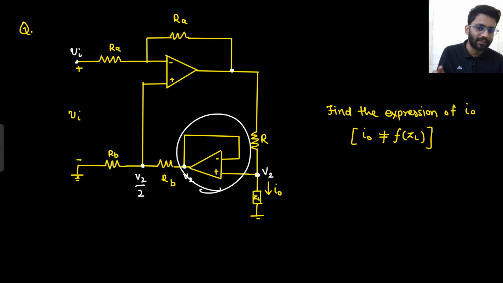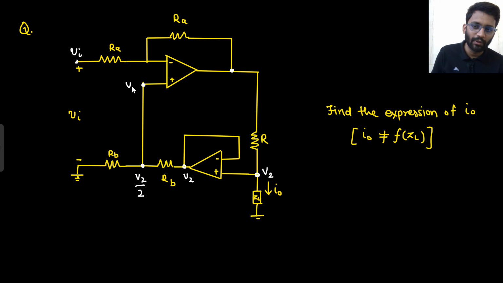Simple voltage follower it is. V2 to V2. If this is V2, this will be V2 by 2. Now this will be V2 by 2. So this will also be V2 by 2. Right? And this will be copied here as well. V2 by 2. Let's just assume this node is V1.